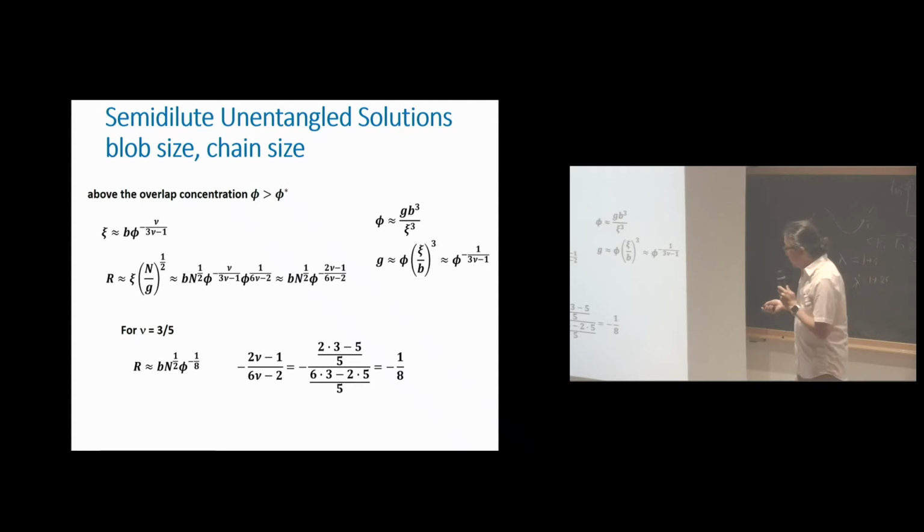Please remember what Professor Grossberg showed you for the case of a good solvent, ν equals 3/5: the φ dependence is minus 1/8. That's what you heard before. I let you calculate the exponent here, so this is a very weak concentration dependence.